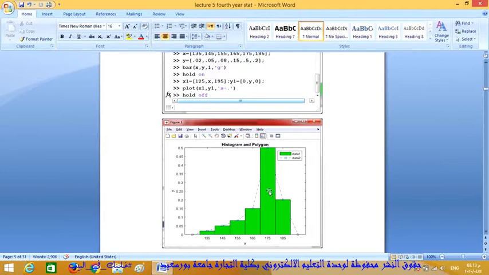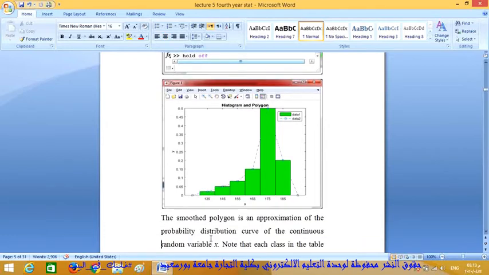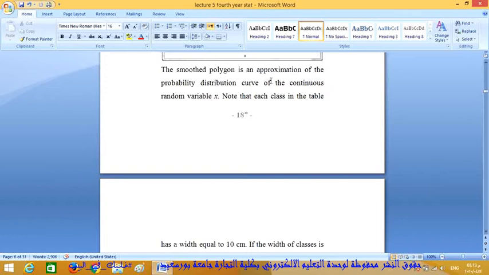This is the histogram; the green color represents the histogram, and the dot-dashed line represents the polygon. Okay, so here we add a class after the last class, and also we add a class before the first class. Okay, the smoothed polygon is an approximation of the probability distribution curve of the continuous random variable x. Smoothed polygon means drawing a curve by hand, not by a ruler, not straight lines, but by hand, smoothed. Okay?